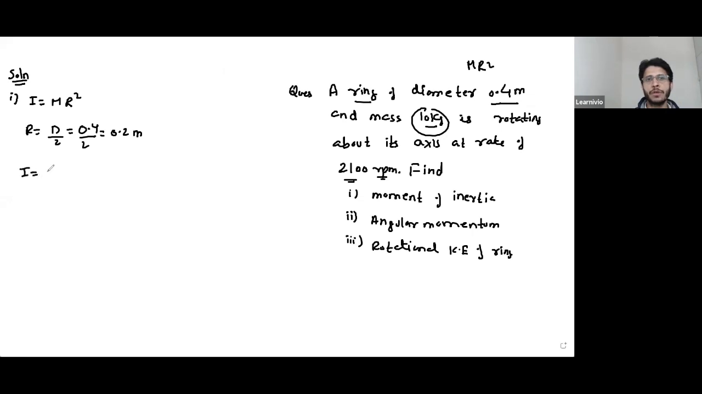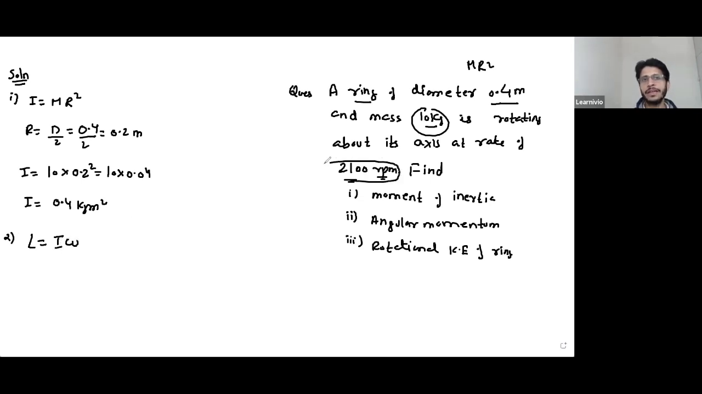So if I substitute all values here, mass is 10 kg, radius is 0.2 square. So it's 10 into 0.04. It comes out to be 0.4 kg meter square. So that's the moment of inertia. After moment of inertia, you can calculate angular momentum. Angular momentum is basically I omega. But you need omega in radian per second.